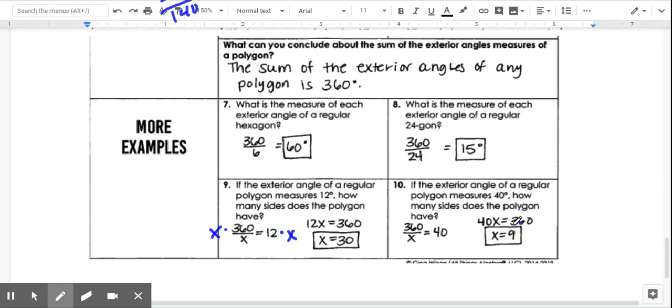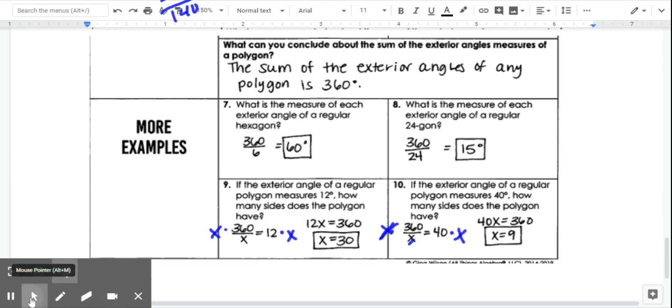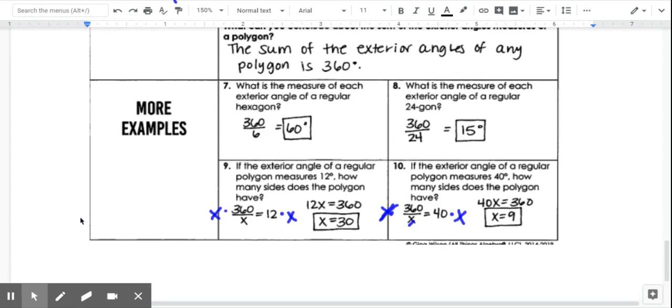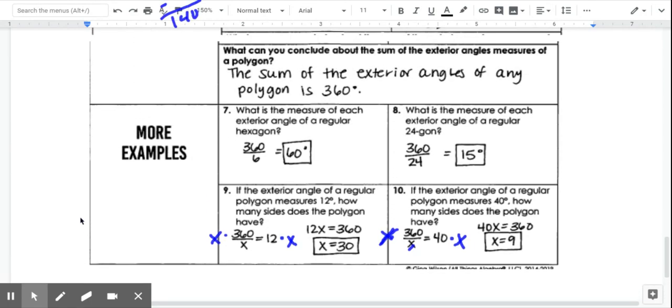And then this is the same type of question. If the exterior angle of a regular polygon measures 40, how many sides does the polygon have? So again, we know that the sum of the exterior angles is 360. We don't know how many sides we have. So 360 divided by the number of sides has to equal 40. Again, multiply by x on both sides. These x's cancel out. 40x equals 360, divide by 40, and x equals 9. And that is it for 7.1 on interior and exterior angles of polygons.